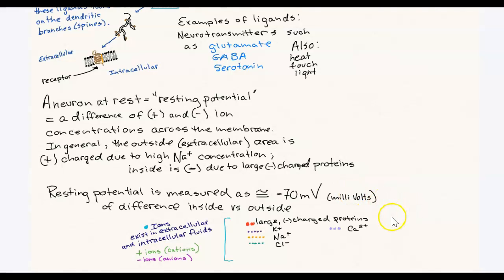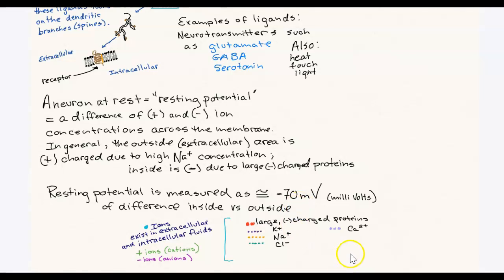And that measurement that we're going to use as our rule of thumb for a resting neuron is negative 70 millivolts, with a little m and a big V. So that's the difference in membrane potential, or electrical potential, voltage potential. Notice I'm saying potential with all of them, but we're looking at that difference in the charges across that membrane.